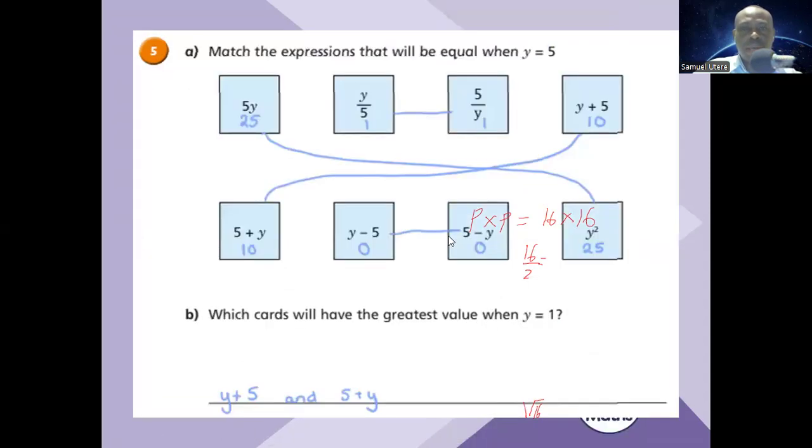And this is the answer for question 5. So for question 5, you were asked to match the expressions that will be equal when y is equal to 5. Okay. So when y is equal to 5, the expressions that will be equal will be these ones. Okay. So remember, y plus 5 is commutative with 5 plus y.